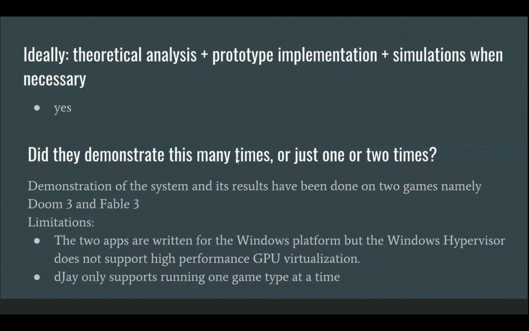As a result, the games rely on host OS and GPU device drivers, core scheduling, and memory management mechanisms only. The second limitation is DJ only supports running one game type at a time. So the future work can include concepts like load balancing across different servers and hosting different games on a particular server and so on. So basically, though the authors have provided a great solution for multi-tenancy, I think there is scope for future work which would help understand distributed systems and load balancing better.